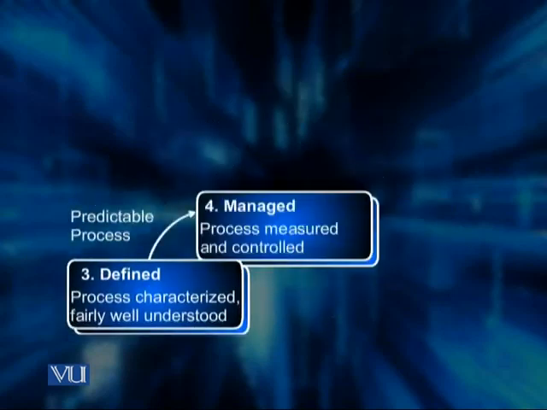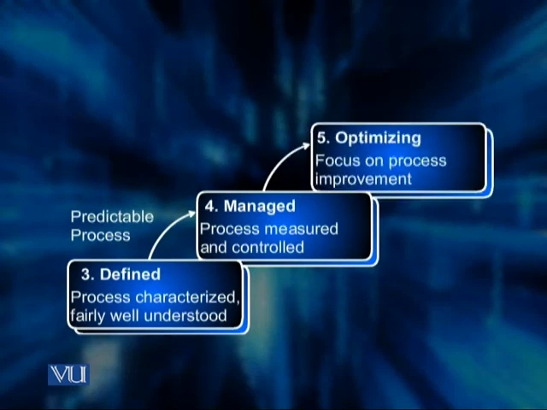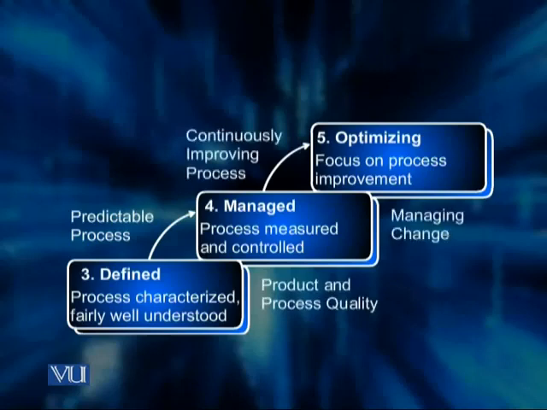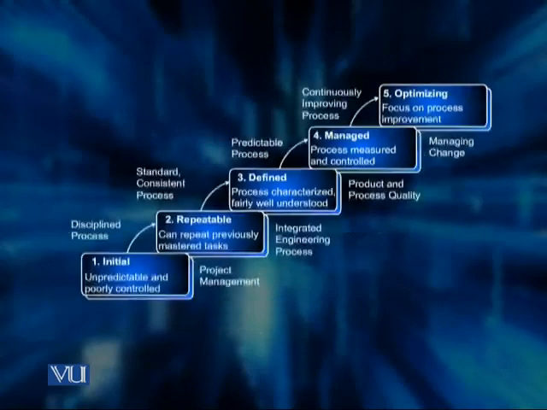Level 4 is managed, where process is measured and controlled. And level 5 is optimizing, where focus is on process improvement. So let's have a little bit of discussion on each of these CMM levels.